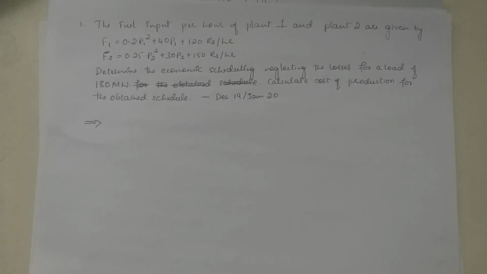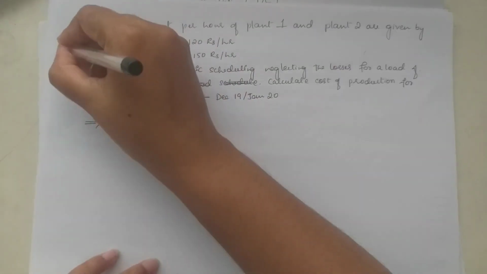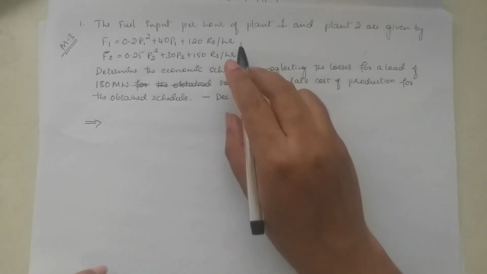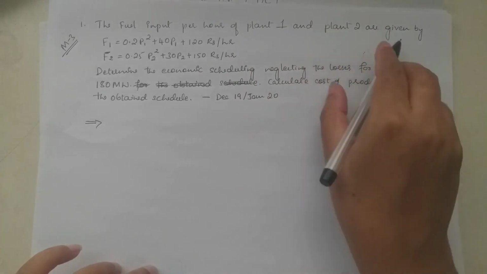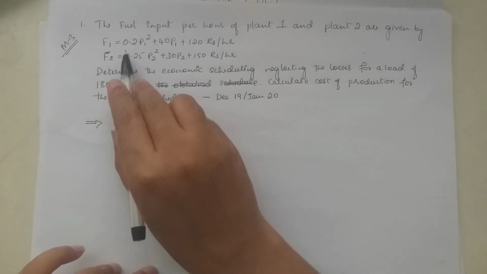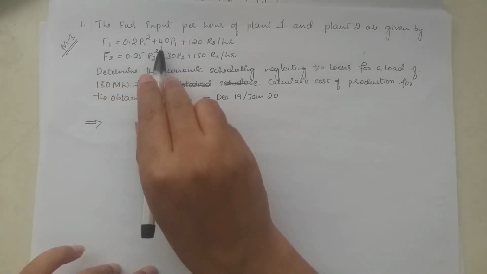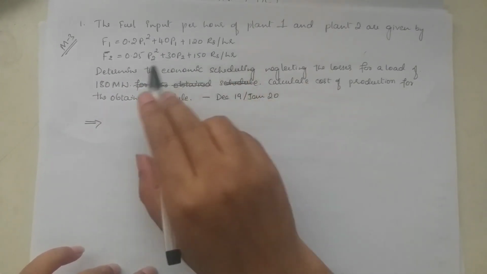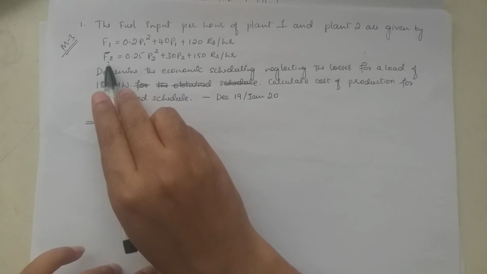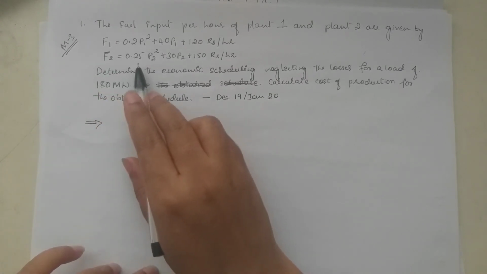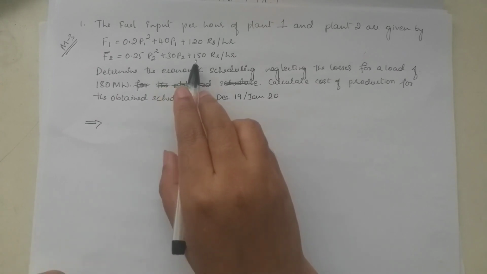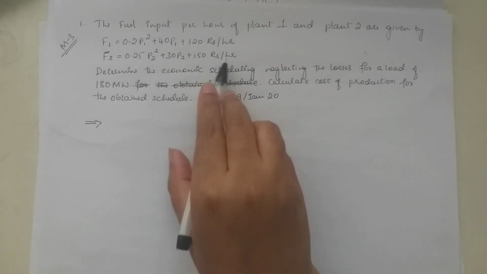Hello students, this is the first problem under module 3. This is a question paper asked question. The fuel input per hour of plant 1 and plant 2 are given by F1 is equal to 0.2 P1 square plus 40 P1 plus 120 rupees per hour. Fuel cost F2 is equal to 0.25 P2 square plus 30 P2 plus 150 rupees per hour.